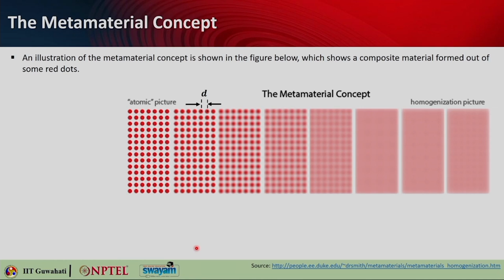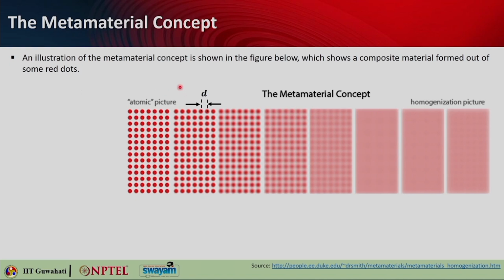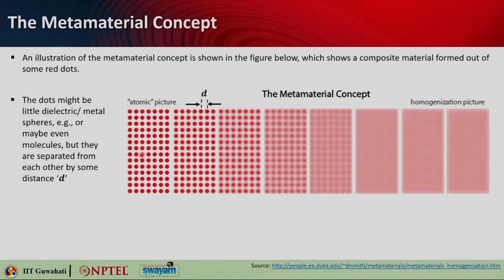What is the relationship of the structure, or the meta atom, with the wavelength of light or electromagnetic wavelength it is interacting with? Now this is an illustration of the metamaterial concept. Let's assume that a material is made out of some red dots like this. What are these dots? These dots could be little dielectric or metallic spheres or cylinders if you see them from the top view, or even molecules, and let's assume they are separated by a distance d.